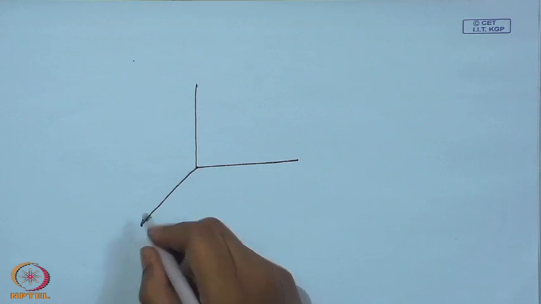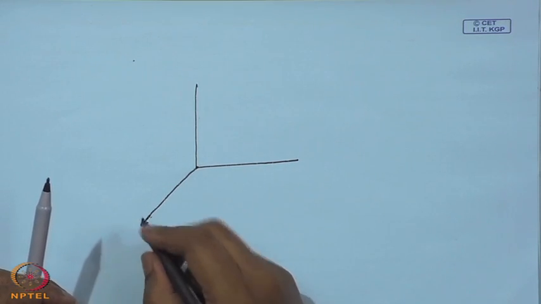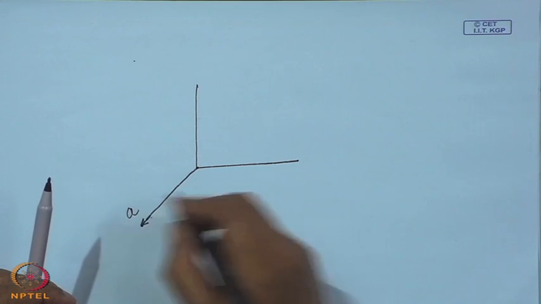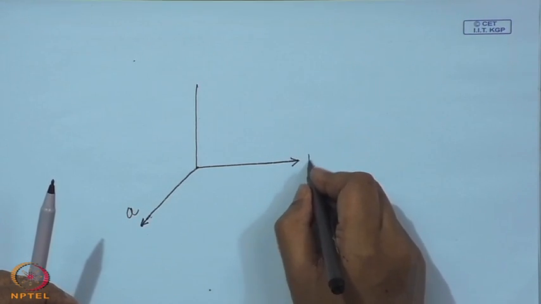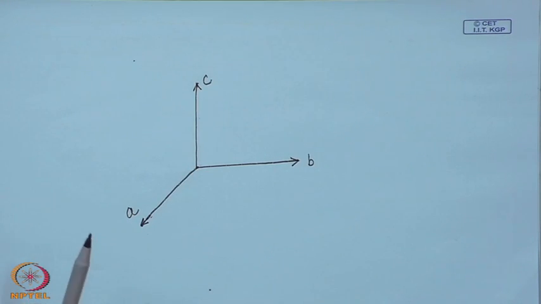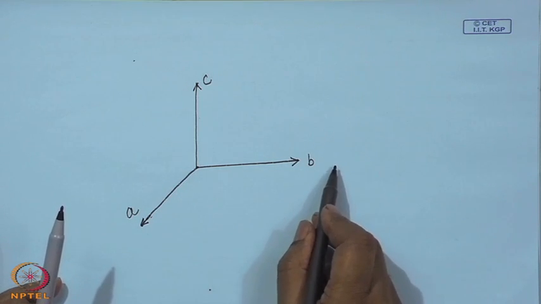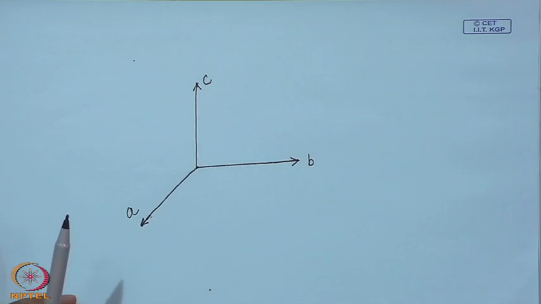And these 3 mutually orthogonal directions, let us take them to be A, B, C. That is, the unit vector along this direction is A, the unit vector along this direction is B, and the unit vector along this direction is C.